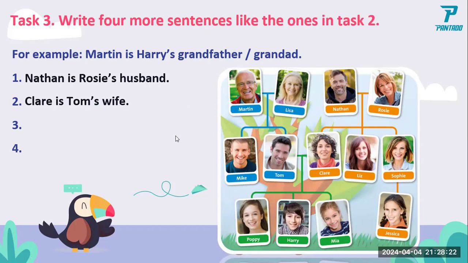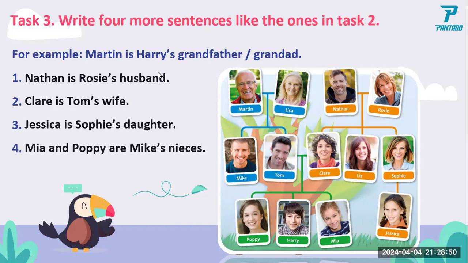Very good. Next is Liz is Claire's sister. Liz. Okay, Liz is Claire's sister. Okay, they are sisters. Nathan is Sophie's dad. Where is Nathan here? Nathan is Sophie's dad. And Claire, Liz, and Sophie, they are sisters. Very good. Okay, very easy to understand, right? This is the family tree.